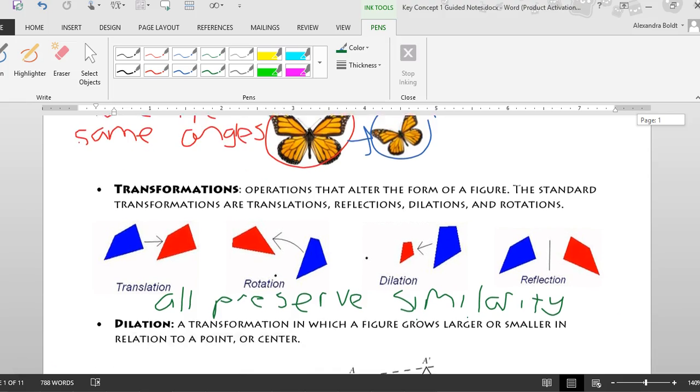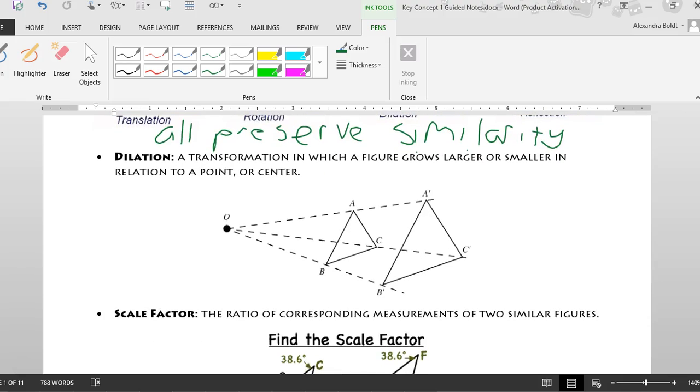Our next vocab word is dilation, right? And so we're going a little bit more into that specific transformation. So a dilation is a transformation in which a figure grows larger or smaller in relation to a point or the center. So this right here is our center. This here is our original figure. And this figure actually got bigger. This second shape is bigger. How do I know that's not the original and this figure didn't shrink?